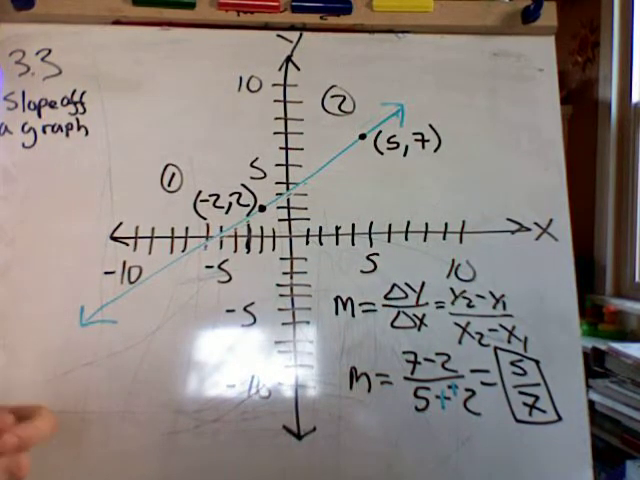Do not turn that into a decimal. Fractions are better than decimals. Fractions are exact. Decimals are approximate. So my slope is 5/7.